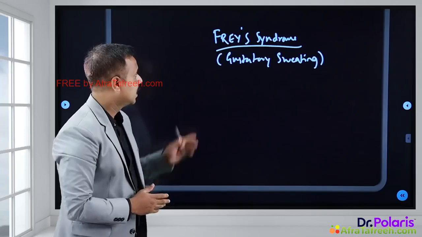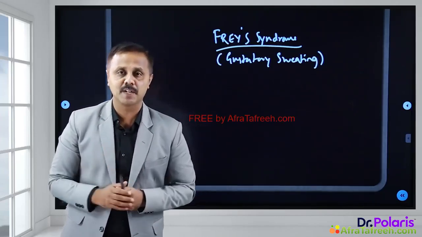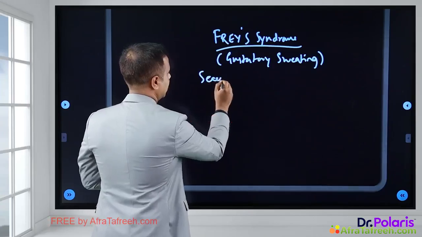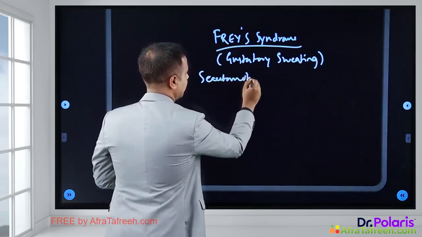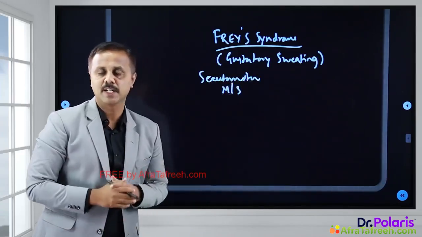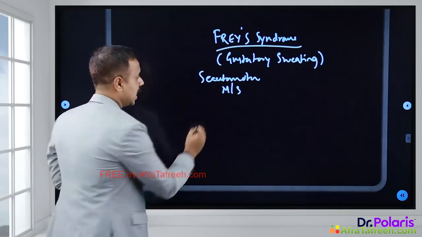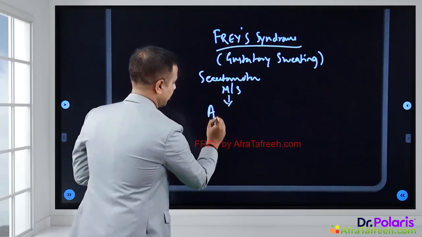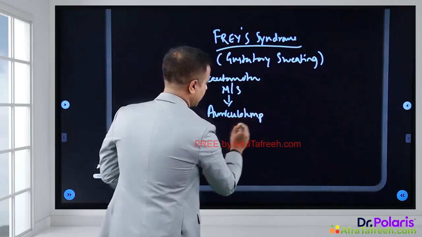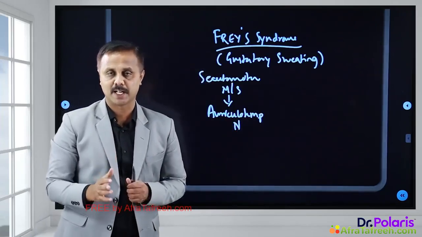Why does this occur? Remember, the secretomotor supply to the parotid gland is by which nerve? So, the secretomotor nerve supply is from the inferior salivatory nucleus, right? And it reaches the parotid gland ultimately through the auriculotemporal nerve, right? So, the auriculotemporal nerve is concerned with carrying the secretomotor fibers to the parotid gland.